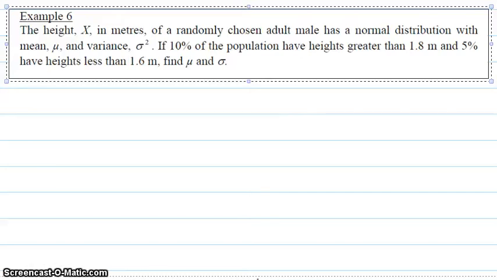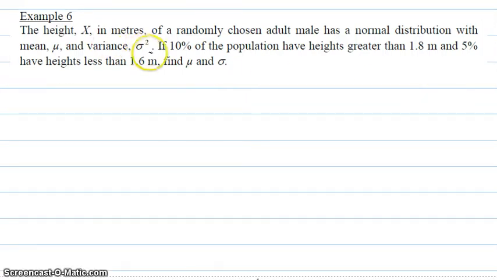Example 6. The height, x, in meters of a randomly chosen adult male has a normal distribution with mean mu and variance sigma squared. If 10% of the population have heights greater than 1.8 meters and 5% have heights less than 1.6 meters, find the mean and standard deviation. What is this question saying?